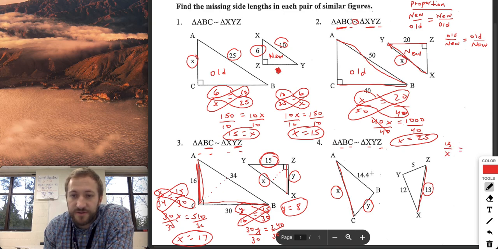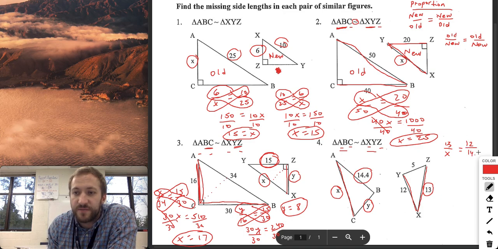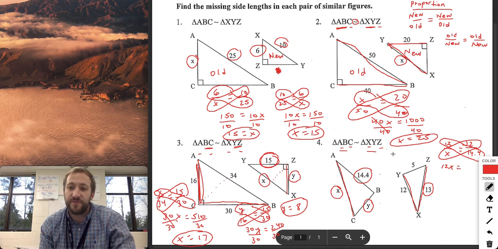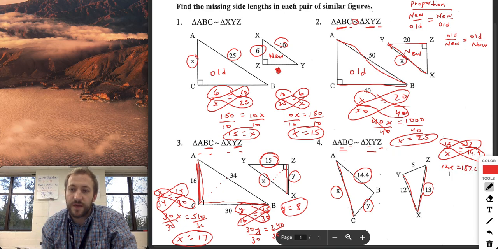And then, let's see, I can't use the y, so I'm going to use the 14.4. It's between a and b. So if it's between a and b, that must correspond to x and y right here. So 14.4 corresponds to 12. 12 over 14.4. So 12 times x gives us 12x. 13 times 14.4. Is that 13? Yeah, 13 times 14.4 gives us 187.2. I'll divide them both by 12, and x is equal to 15.6. Excellent.